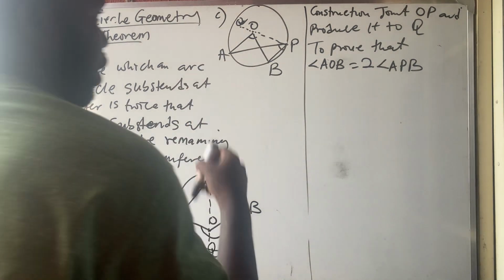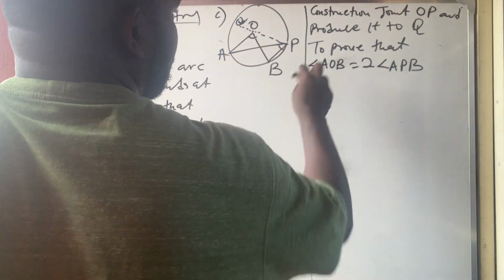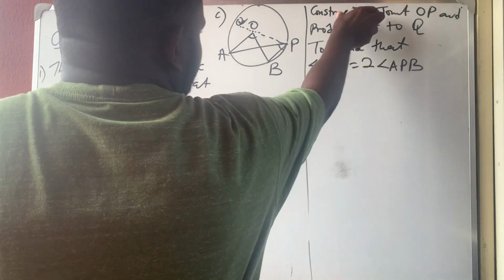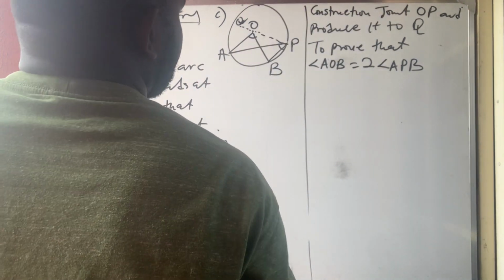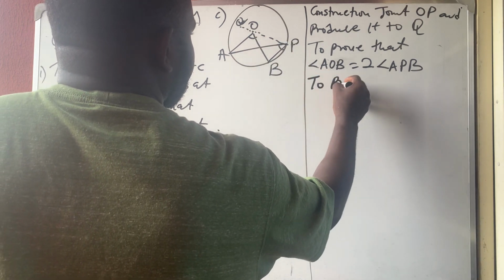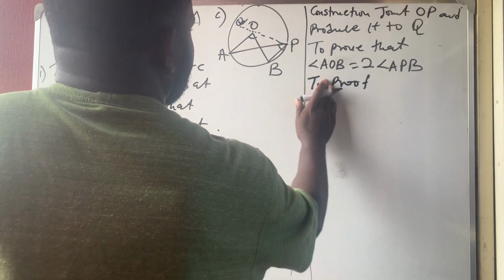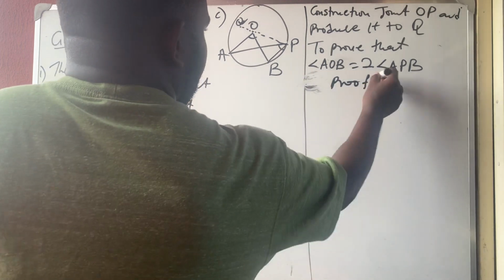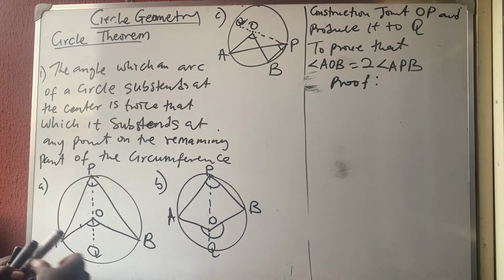So we have done our construction. Please, in proving your own, you need to write what you need to prove first before the construction. Pardon me. So the next one is now to prove. But let's continue. Proof is that you want to start the job now.